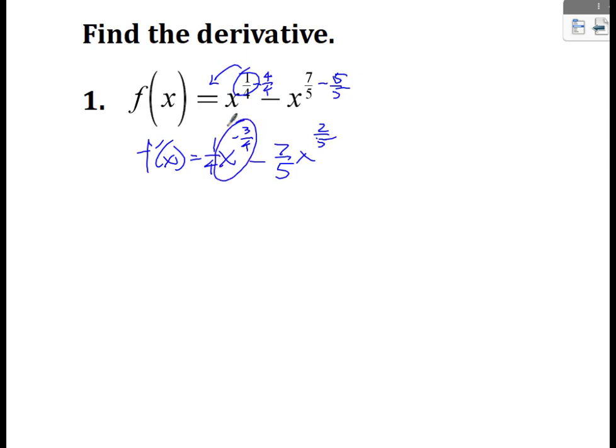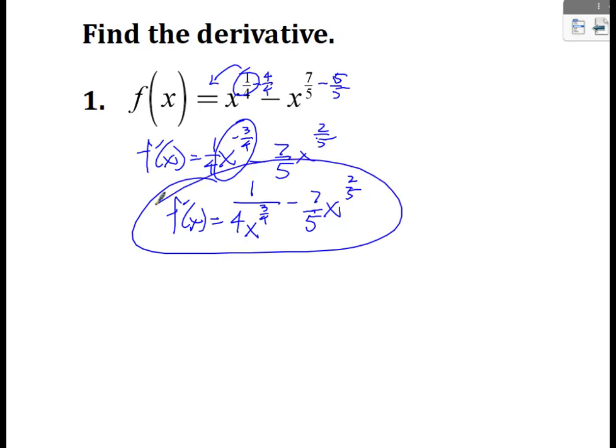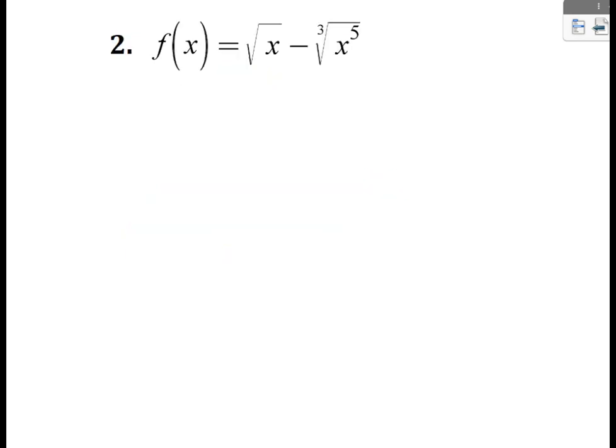And because we are of course in calculus, we would not have a negative exponent in there. This negative exponent is only going to affect the variable. So therefore, that's going to move it to the other side of the fraction bar. So you end up with 1/4x to the 3/4 minus 7/5 x to the 2/5. You can either put that in the numerator or just to the side like that. Either or is fine.